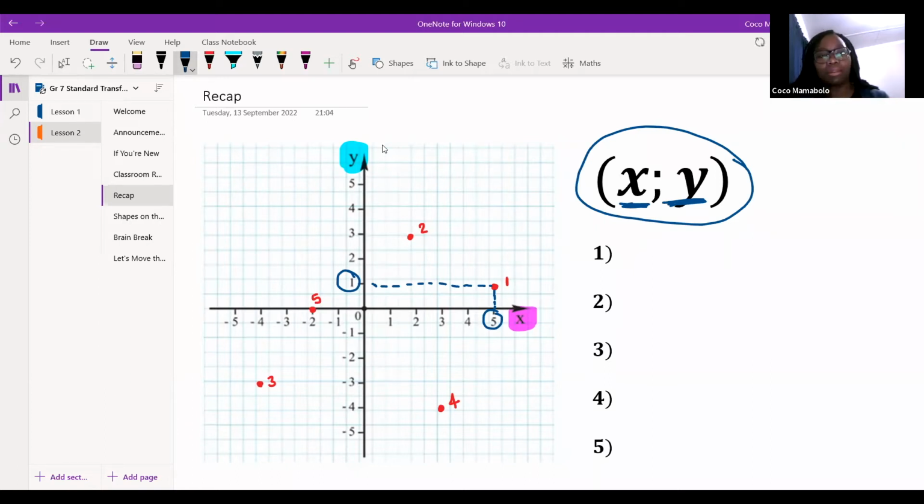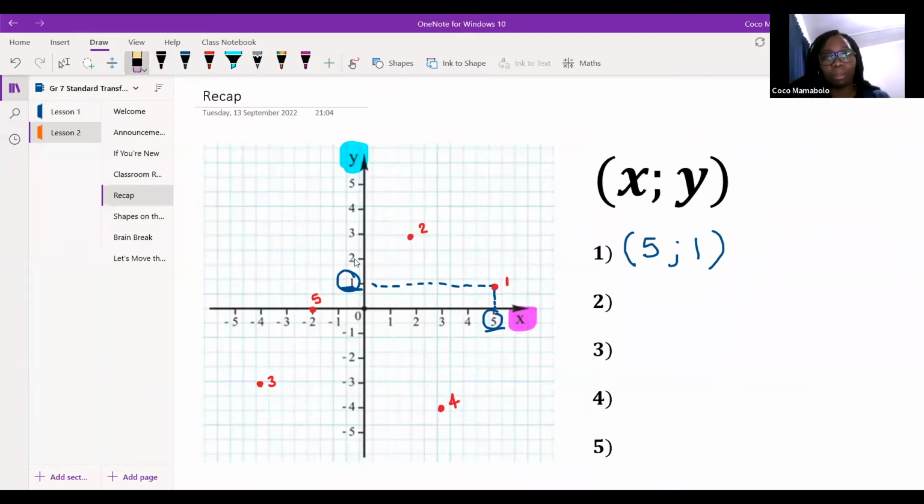Like we learned on Monday, we're going to open brackets and put the X number, which was 5, semicolon. And then we're going to put the Y number, and the Y number was 1. And then we're going to close bracket. If you see what we're doing here, you're going to be able to follow. Okay, this is exactly what we're doing. And you can always rewatch the recording.